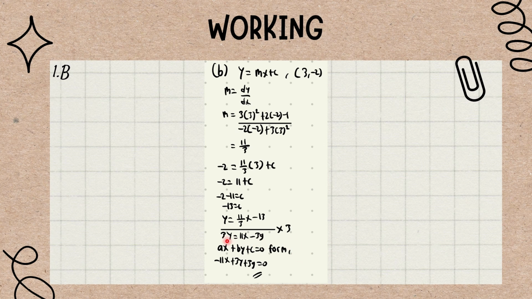And the question asked for the form ax plus by plus c equals 0. So negative 11x plus 3y plus 39 equals 0 is the final answer.